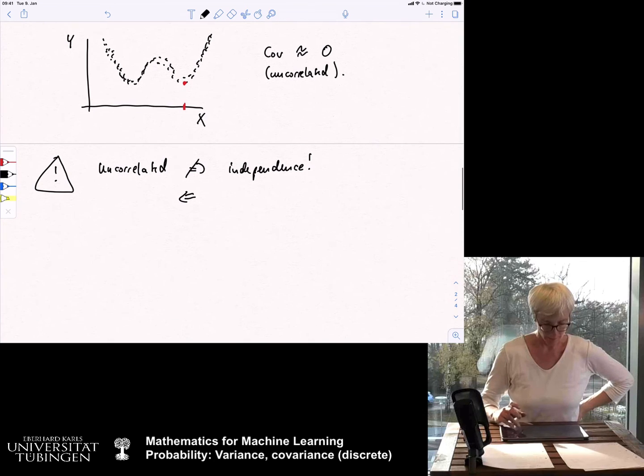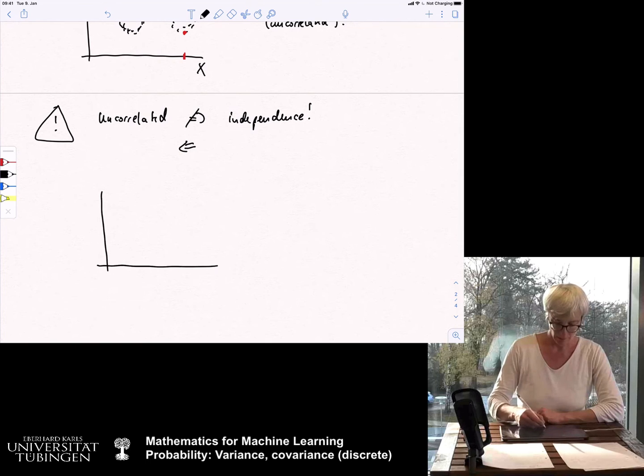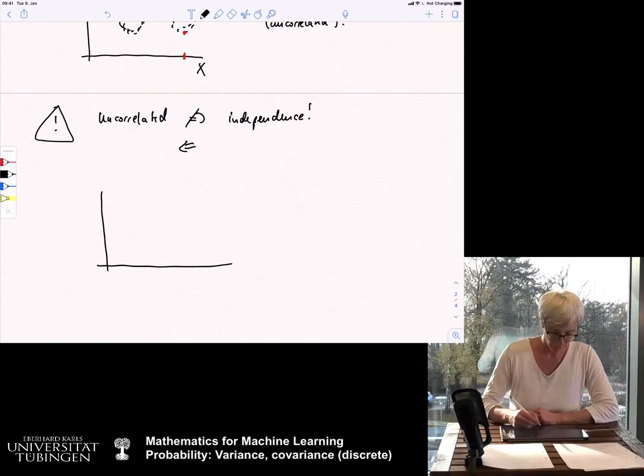Let me maybe make one more figure, which is in my notes here. Independent random variables. How would that look like? So we have x and we have y. And maybe our measurements look like this.